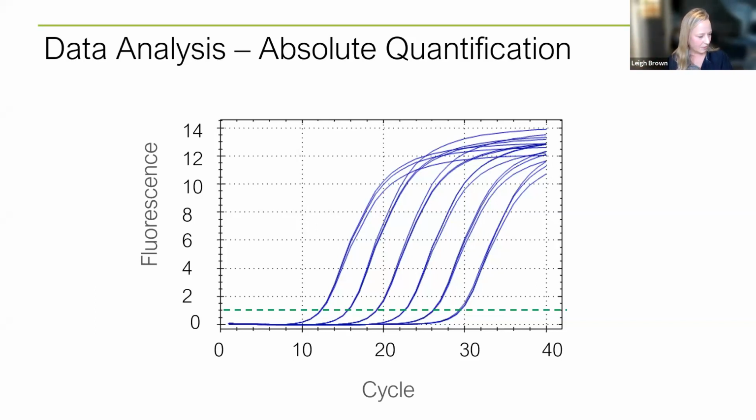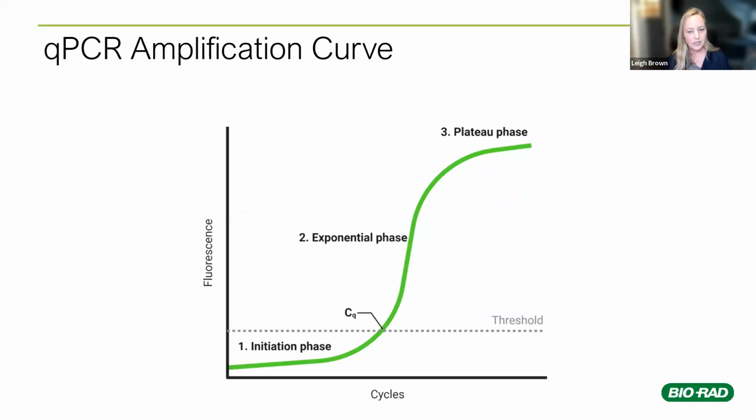Okay, so we've already actually looked at this, so I'm going to skip ahead. Okay, so here is our amplification curve, and you'll see that we have an initiation phase, an exponential phase, and a plateau phase. This threshold will be drawn where we start to see this exponential phase going up, and wherever our curve crosses the threshold, we'll draw a line down there, and that Cq value will be the cycle number down here. Okay, that's a cycle quantification.